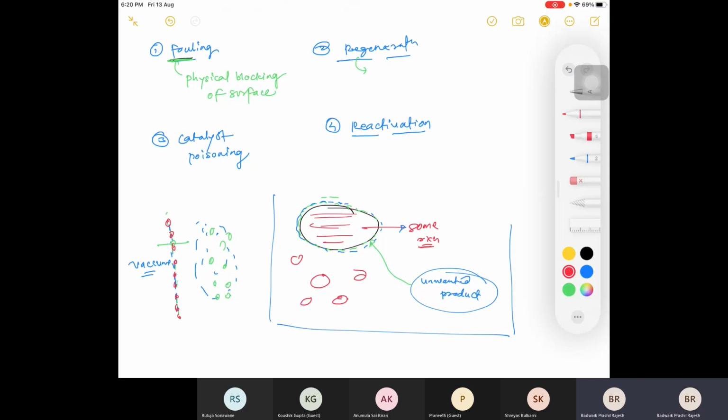In order to remove these particles, what can I do? I'll release the vacuum, right? And because of that, this particle will be removed from that surface, because these particles are physically attached to that surface. So this is called regeneration. By altering some condition, I am removing the deposited material, or you can say unwanted product. That is called regeneration.